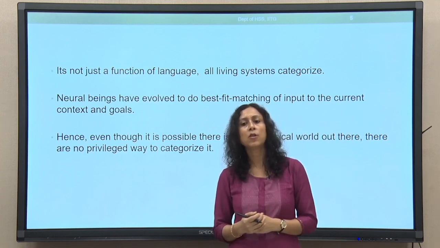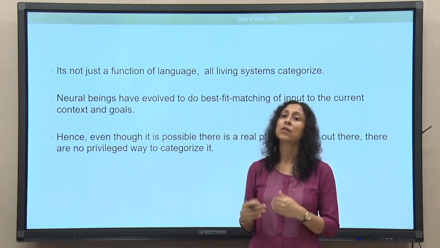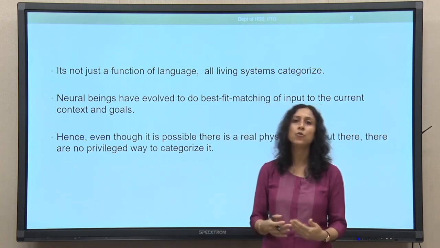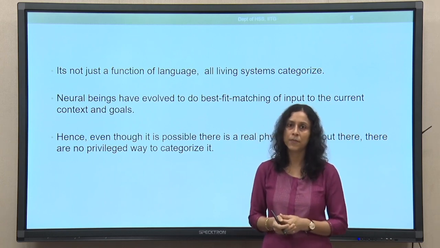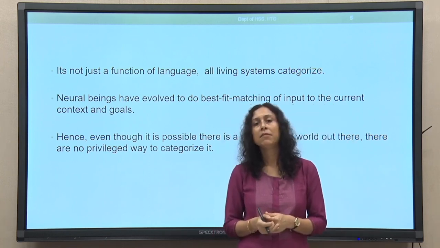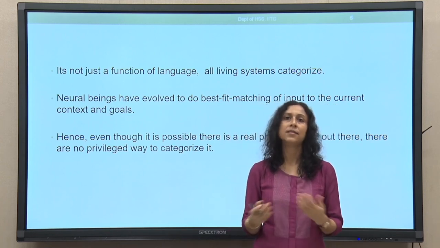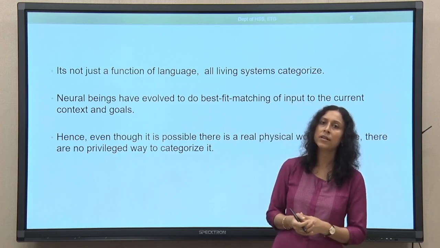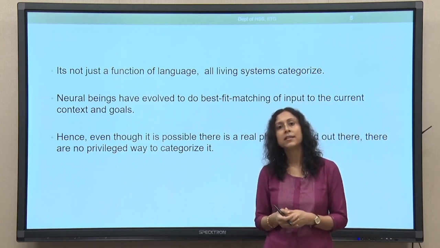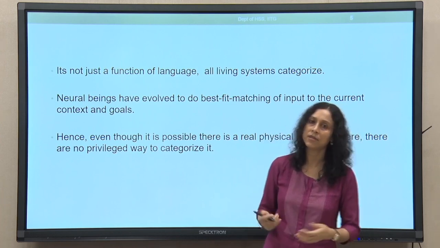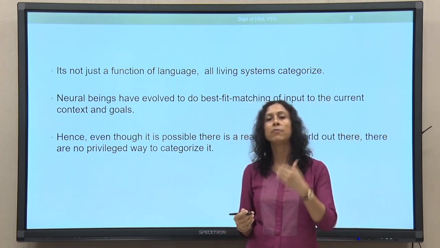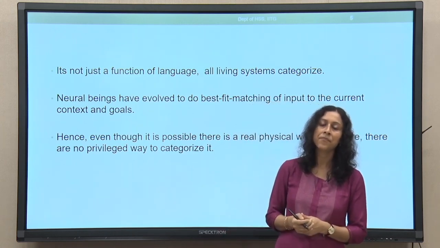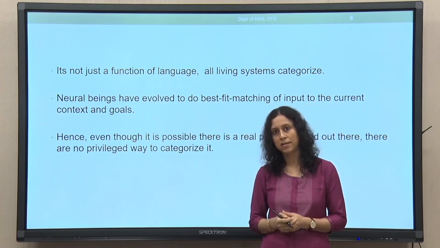So, dependent on the current context and the goal of that particular context, all sorts of neural beings go through this process of categorization. Remember, we also looked at reality as it is. Is there a real world out there that remains real irrespective of human intervention, or does reality change dependent on human perception, how humans look at it, how humans choose to talk about it? There is a philosophical debate even in this case of categorization as well.